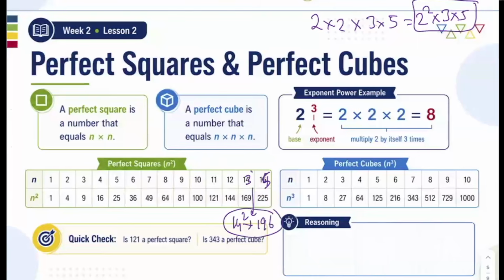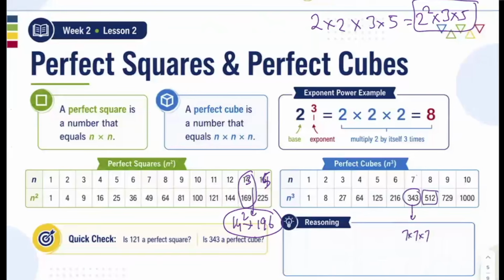I remember this one. What do you notice? 13 squared is 169. 14 squared is 196, right? You can remember that one. 15 squared is 225. Okay, what about cubes? It's good to know until 10 cubed. So you can remember 7 cubed, and then 8 cubed is also 2 to the power of what?